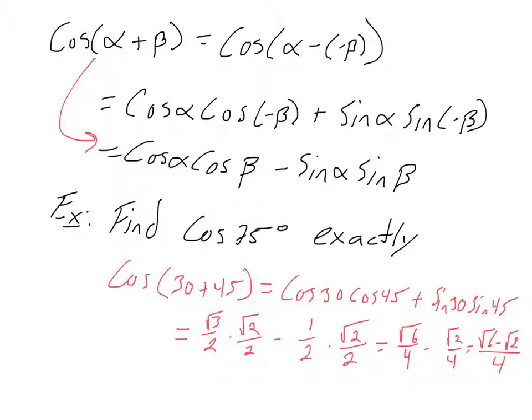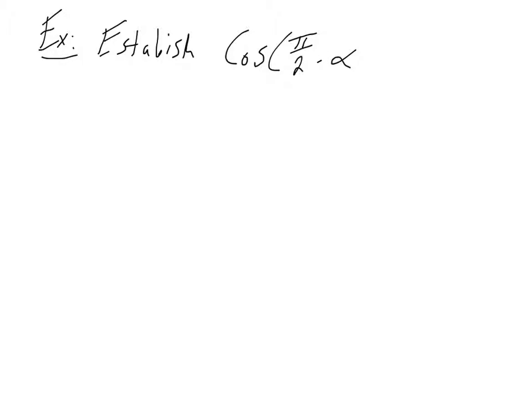Okay, so the next one I want you to do for me. I want you to establish the following identity using one of the identities we just proved. I want you to establish the identity that cosine of pi over 2 minus theta is equal to sine theta. This is what we call the complementary angle identity, right?